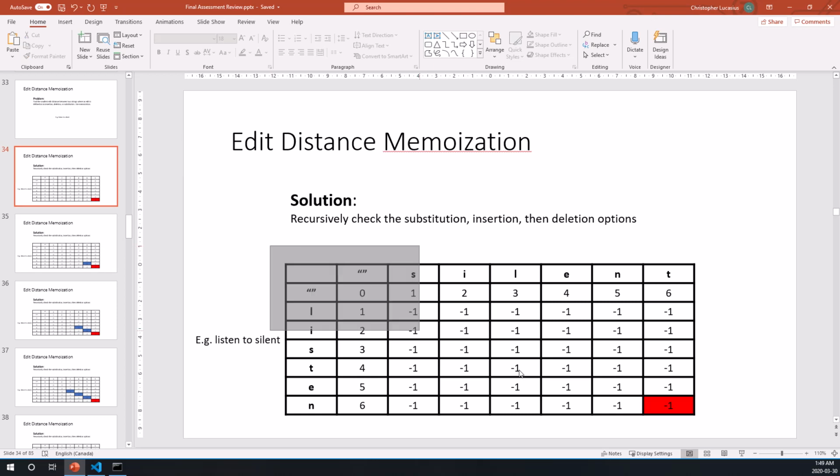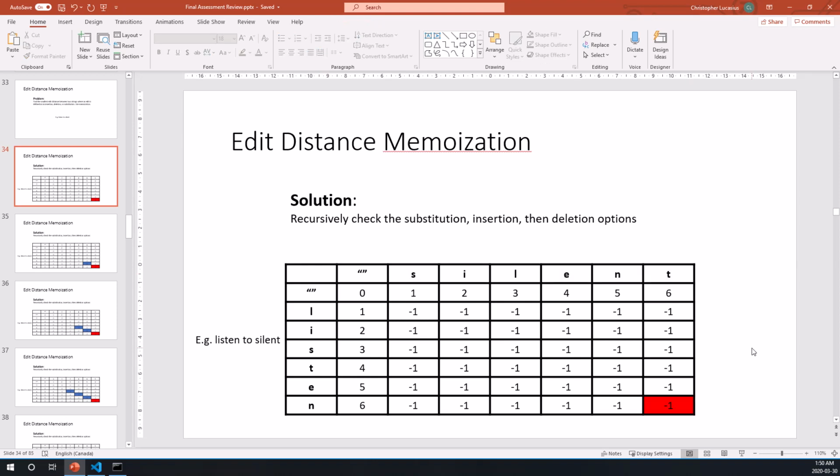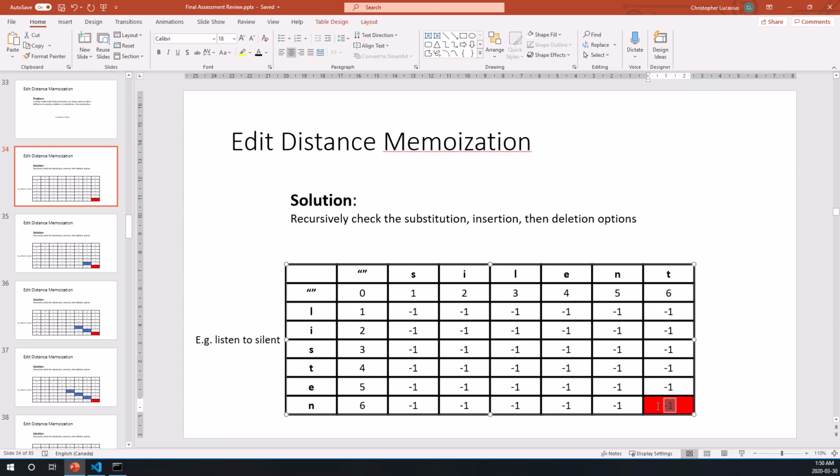So this table should look familiar to you. This was the table, the cache basically, that we built last time in the bottom-up approach. Again, I'm putting the first string, listen, on the vertical axis, and the next string on the horizontal axis. But instead of starting at the top left like I did in the DP lecture, I am now going to start at the bottom right.